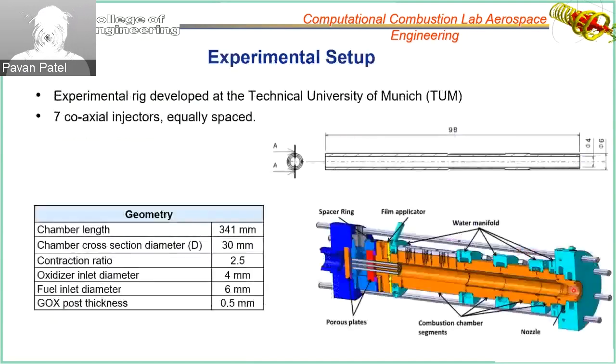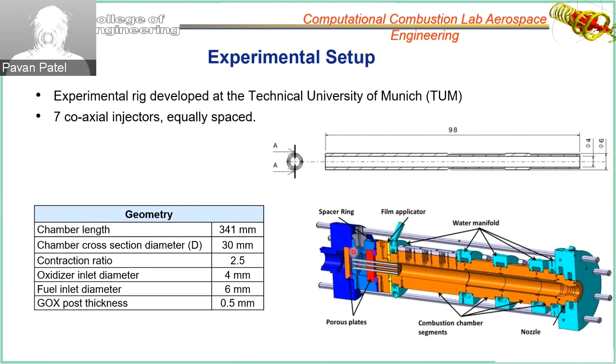So this is the experimental rig. It was developed at TUM. It has 7 injectors that are flushed right at the faceplate, and there is no recess. And this is the combustion chamber. The important thing to note here is that the walls are cooled by water, so there is heat flux going through the wall, and these are the geometrical features.